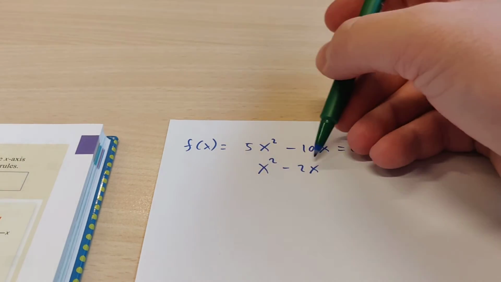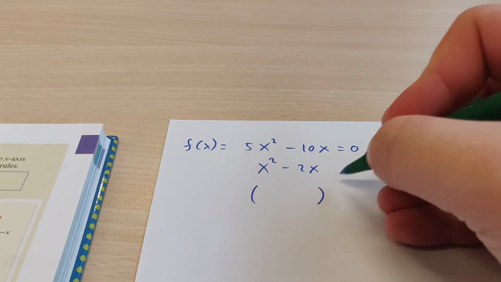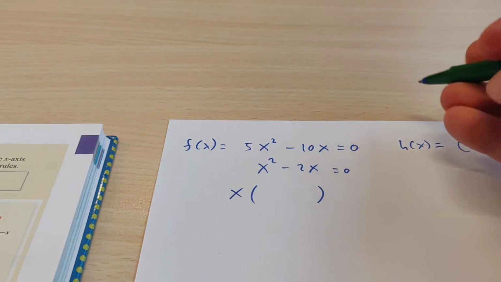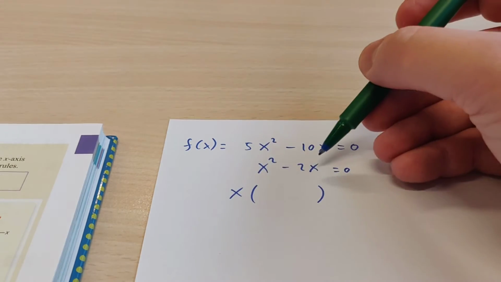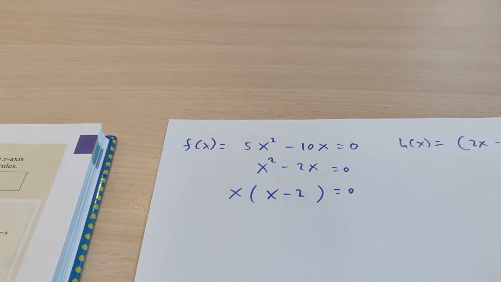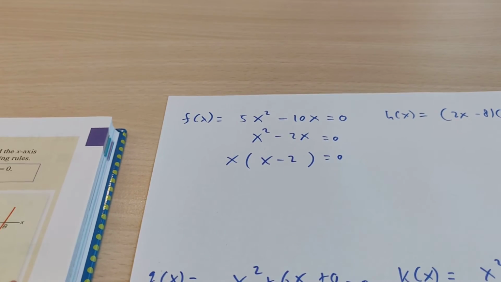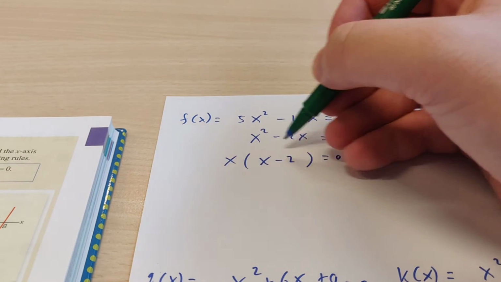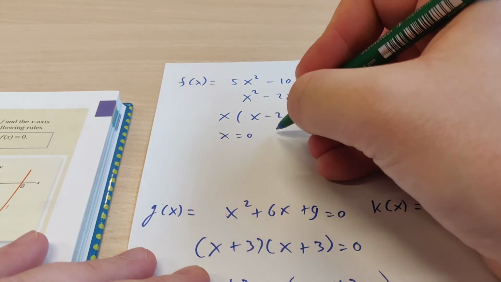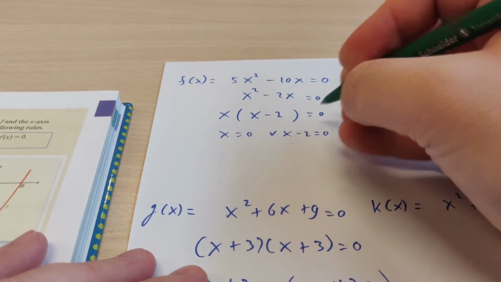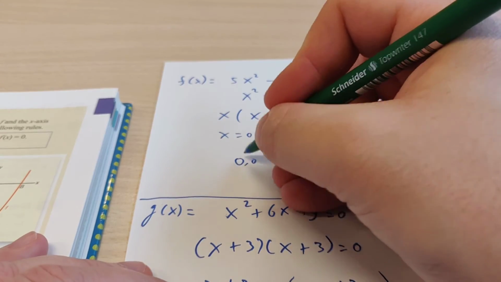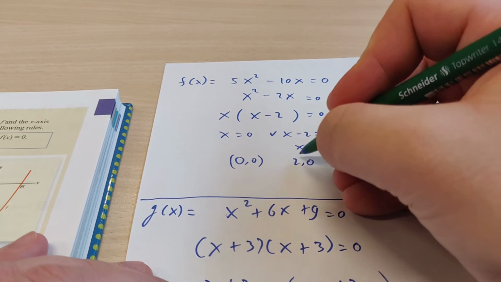Now if you only have two terms like over here, that means you have to use one set of brackets and then put a common factor in front of it. The common factor here is x, because x squared can be divided by x and 2x can be divided by x. So if you do that, then in the brackets you'll have x minus 2. Because if you work out the brackets, x times x is x squared and x times 2 is 2x. And that means we have two answers. We have x is 0, or we have x minus 2 equals 0, which means that x equals 2. So the coordinates are (0, 0) and (2, 0).